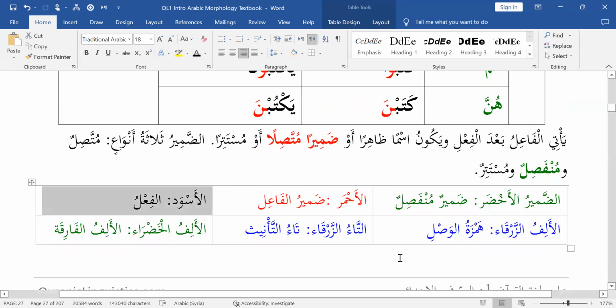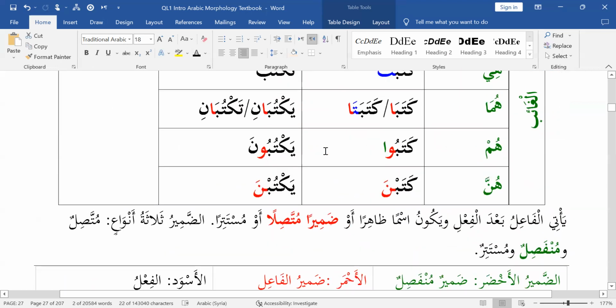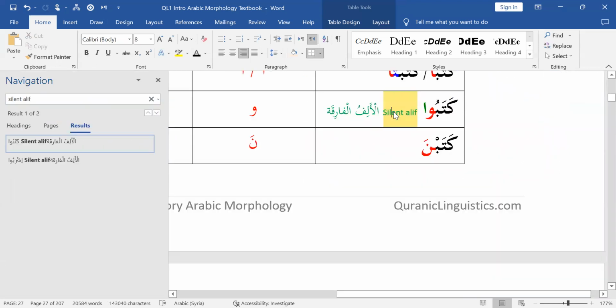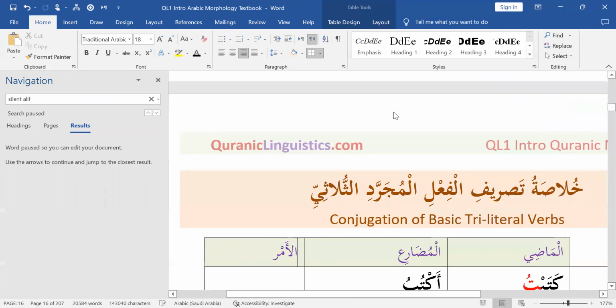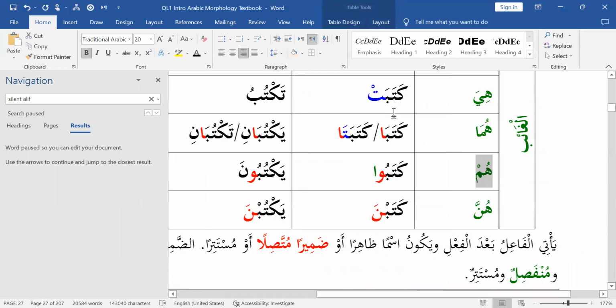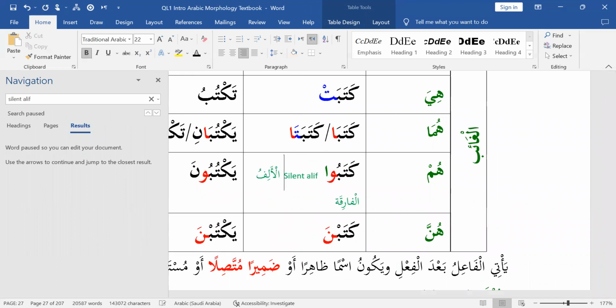al-aswad is black, which is al-fi'l, and al-alif al-khadra, the green alif. Where's the green alif? It is al-alif al-fariqa, which is right here, the silent alif. Remember the silent alif? It's this alif that we have been seeing in al-madi, and we see it in al-amr, and you can also see it in al-mudari given the right grammar. We'll see more of that grammar stuff later on. So the green alif is the silent alif.